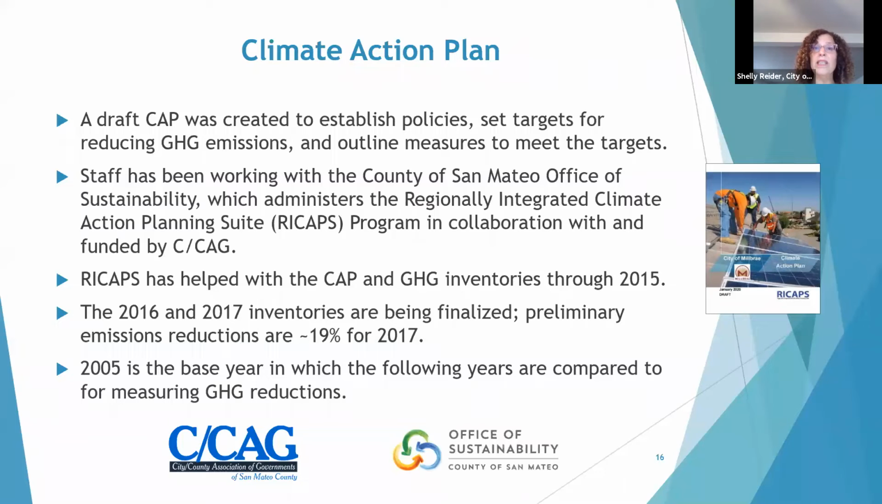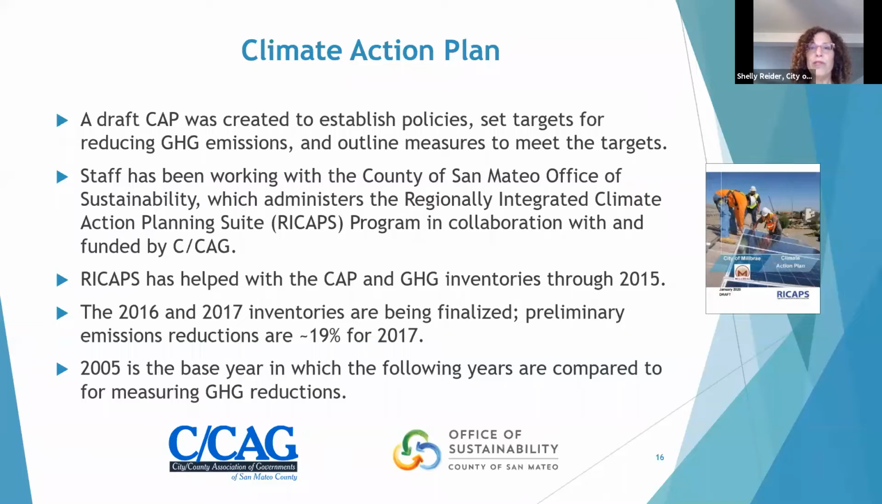The 2016 and 2017 inventories are being finalized, but I'm happy to share some preliminary emissions reduction goals. Basically, what we're finding is that the city has reduced its greenhouse gas emissions by 19% for 2017. Once again, 2005 is the base year to which all of our inventories are compared, so that we know how much our greenhouse gases have been reduced.